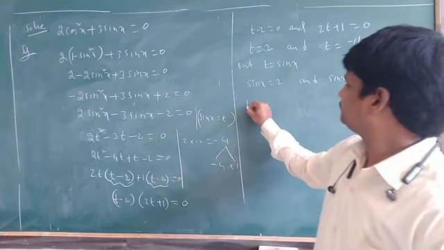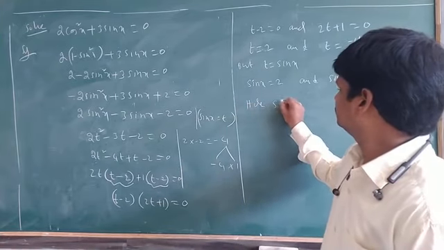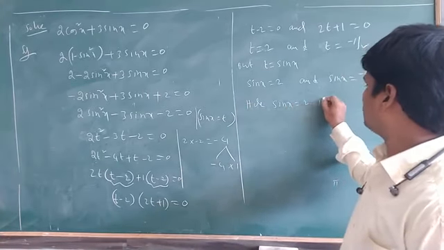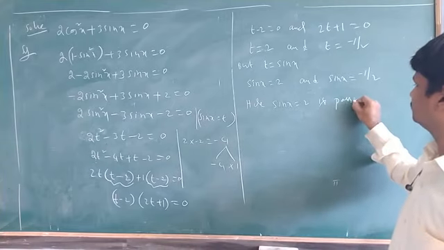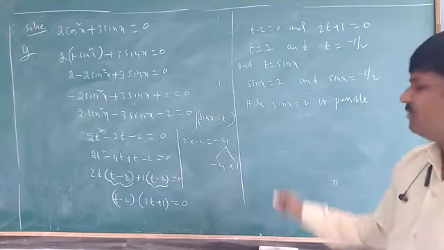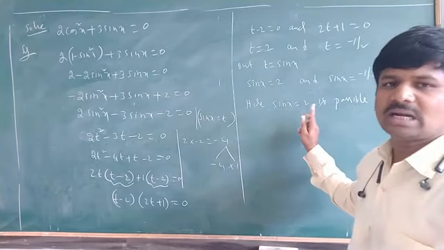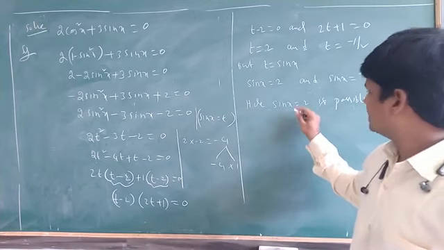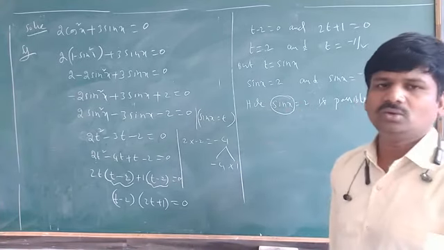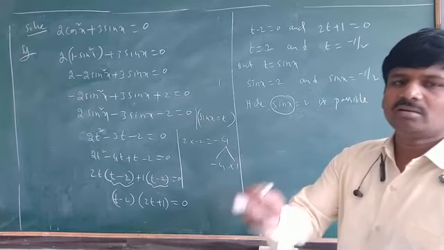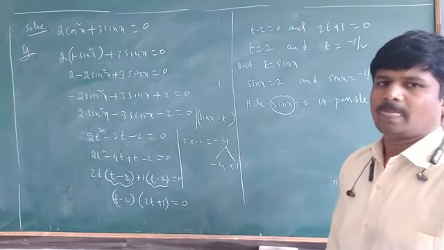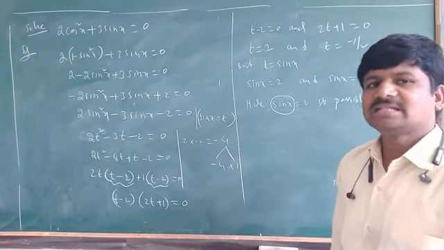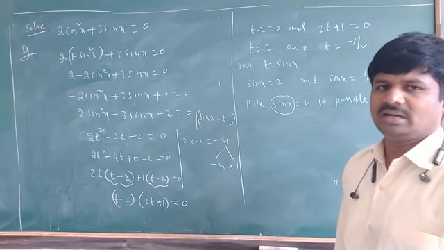Okay, here sin x is equal to 2 is not possible. Why is it not possible? Because sin value is always between -1 and 1 only.